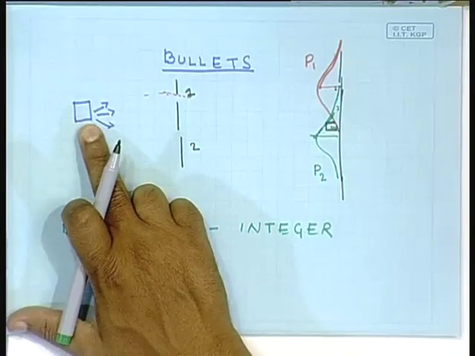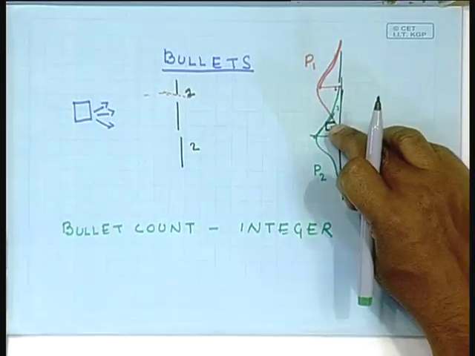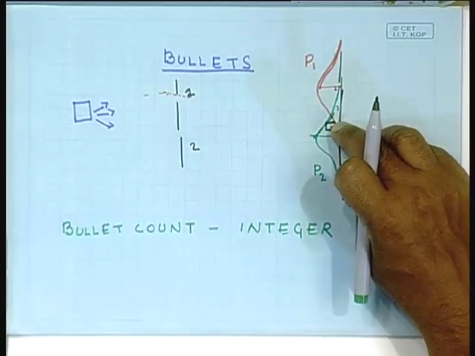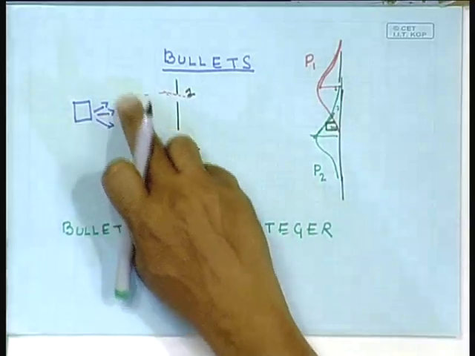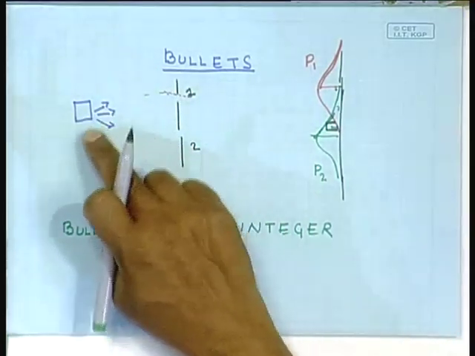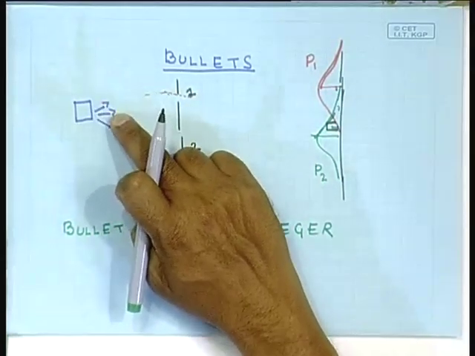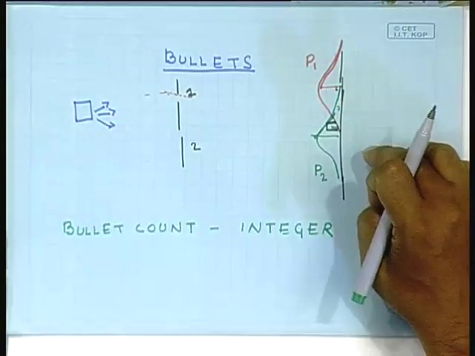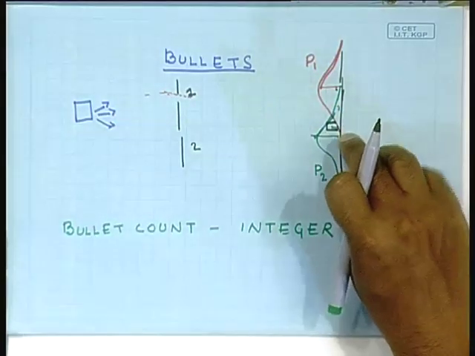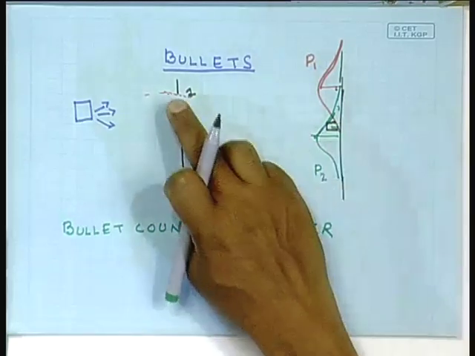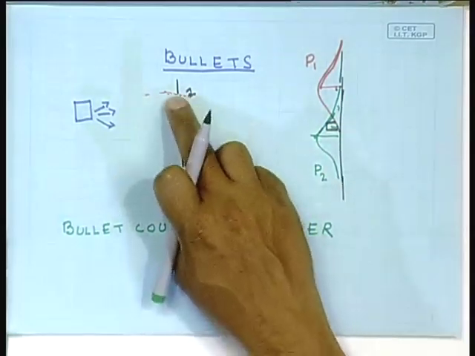Now, I have to divide this by the number of bullets that were sent out over that same time interval, the total number of bullets that were sent out from here over the same time interval. So, over a time interval, I count the number of bullets received over here, and I also know the total number of bullets that were sent out in the same time interval. If I divide the two, I will get the probability that the bullet reaches this point through either slit 1 or slit 2 when both slits are open.